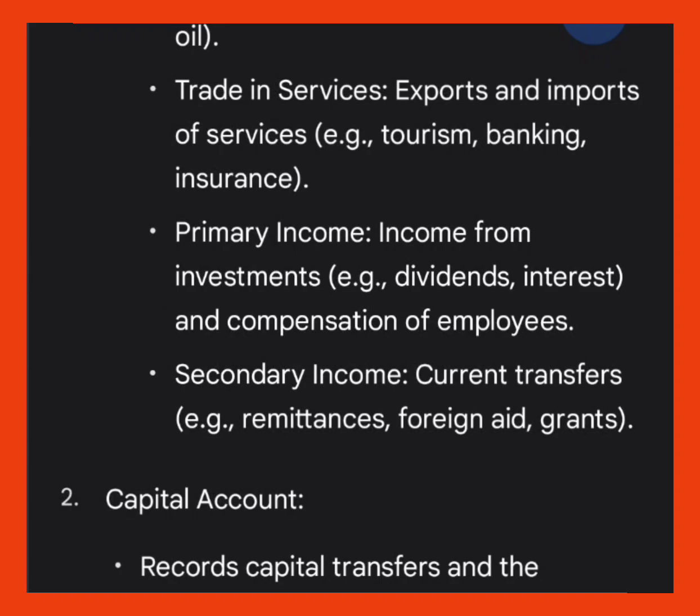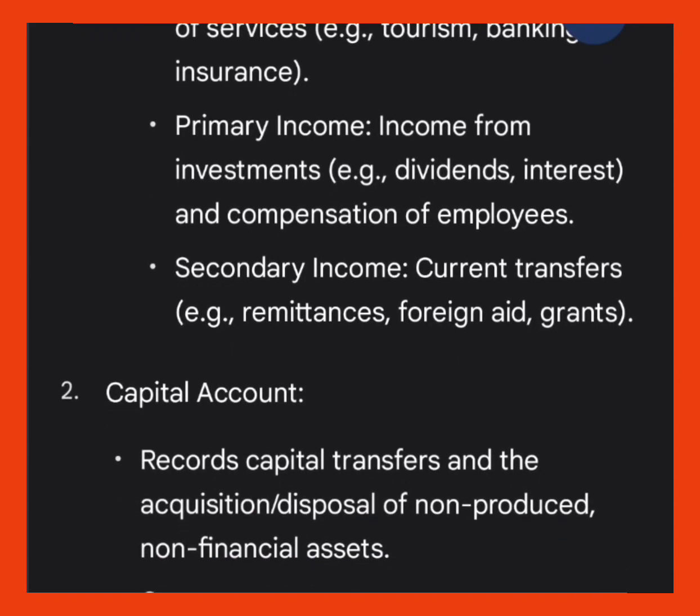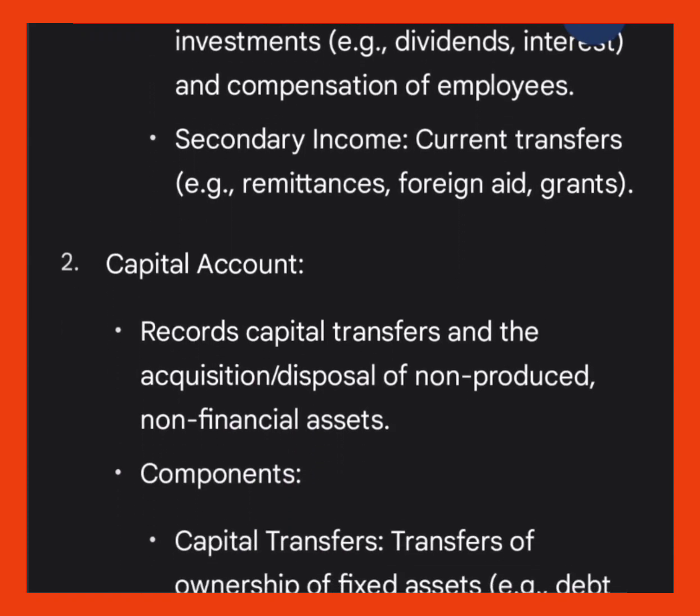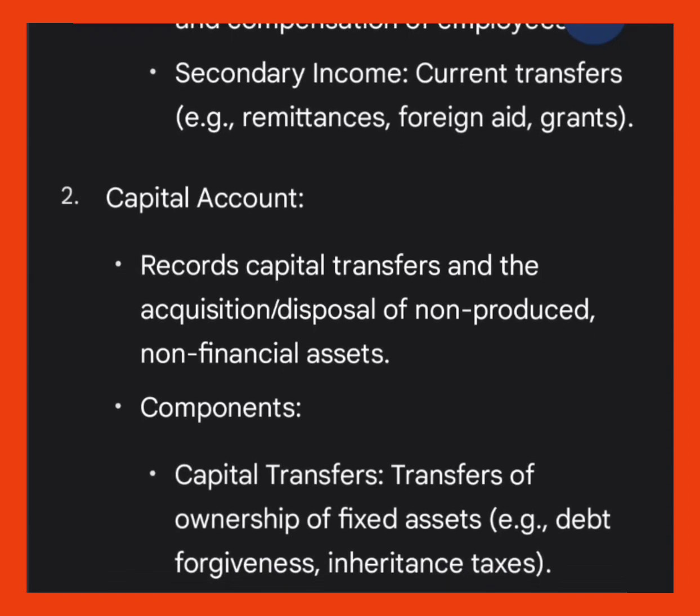2. Capital account records capital transfers and the acquisition/disposal of non-produced, non-financial assets. Components. Capital transfers. Transfers of ownership of fixed assets, e.g., debt forgiveness, inheritance taxes. Acquisition/disposal of non-produced assets. Transactions in intangible assets, e.g., patents, copyrights.